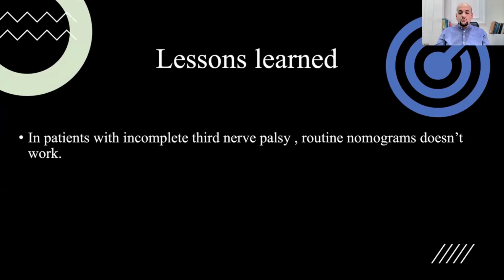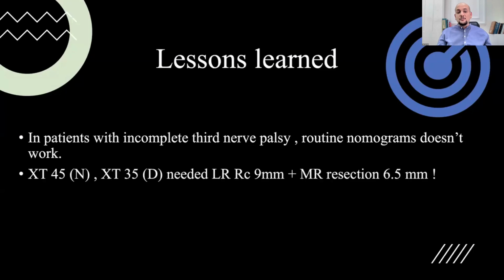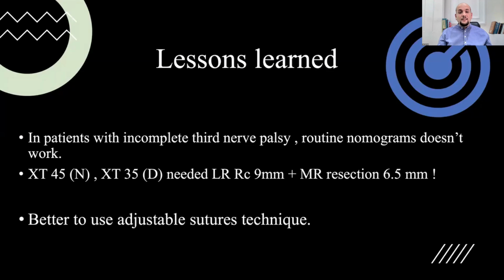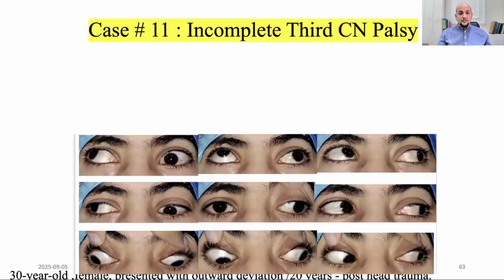In third nerve palsy, routine nomograms don't work. Remember, in this patient with 45 and 35 exo, I have done 9 millimeter recession with 6.5 resection. That amount of recession and resection will correct up to 50 to 55 prism diopter of exotropia in a patient with normal muscles. And it's always better to use the adjustable suture technique.